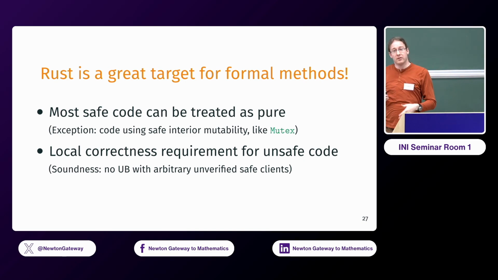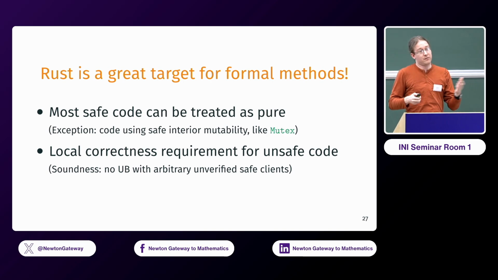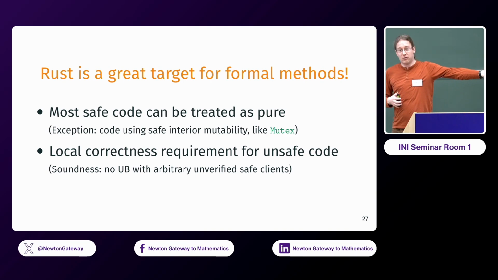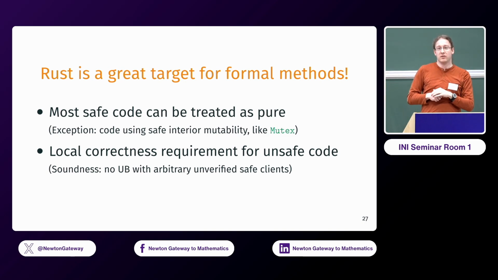And for unsafe code, there's a generally accepted local correctness requirement where we have to ensure our programs are sound and do not cause undefined behavior, which is already a social consensus among the Rust community that that's how we want to write our code. We just need the tools to help us ensure that this is indeed the case.